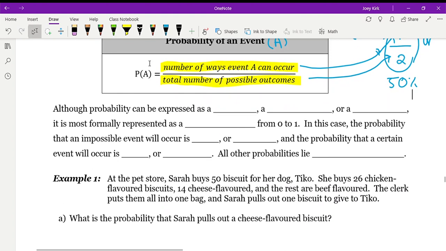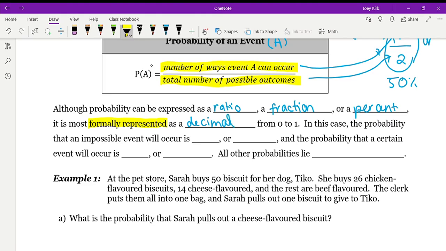So you're going to see probability expressed in some different ways. Probability can be expressed as a ratio. It can be expressed as a fraction. It can be expressed as a percentage. All of these are valid, but the most formal or typical way that you'll see it represented is as a decimal. Okay? A decimal between 0 and 1.